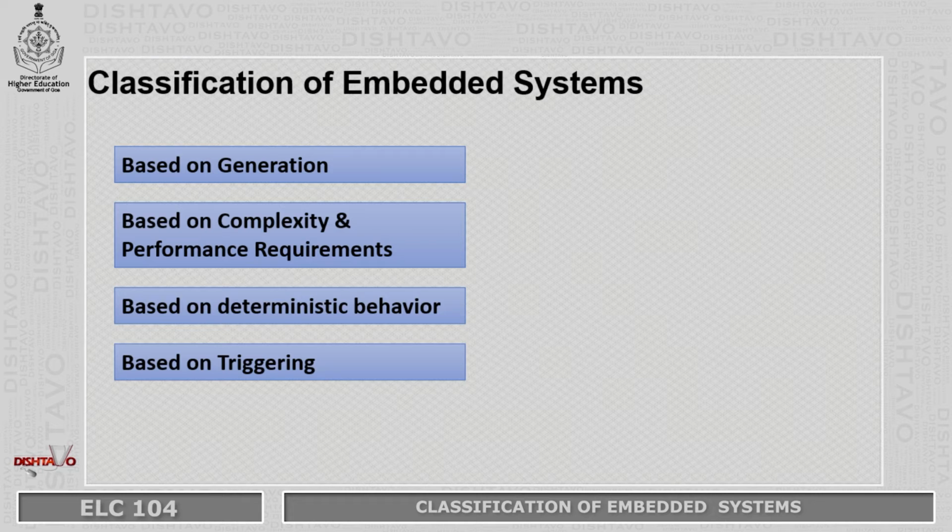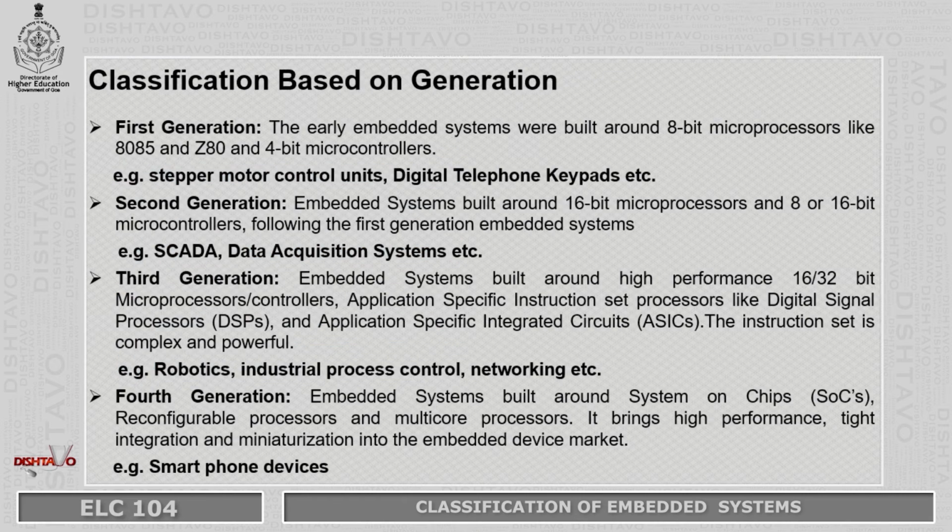Now, embedded systems are classified based on different criteria. First is based on the generation, then based on complexity and performance requirements, based on deterministic behavior, and based on triggering. So we will see all of these criteria one by one. First, we'll see classification of embedded systems based on generation.